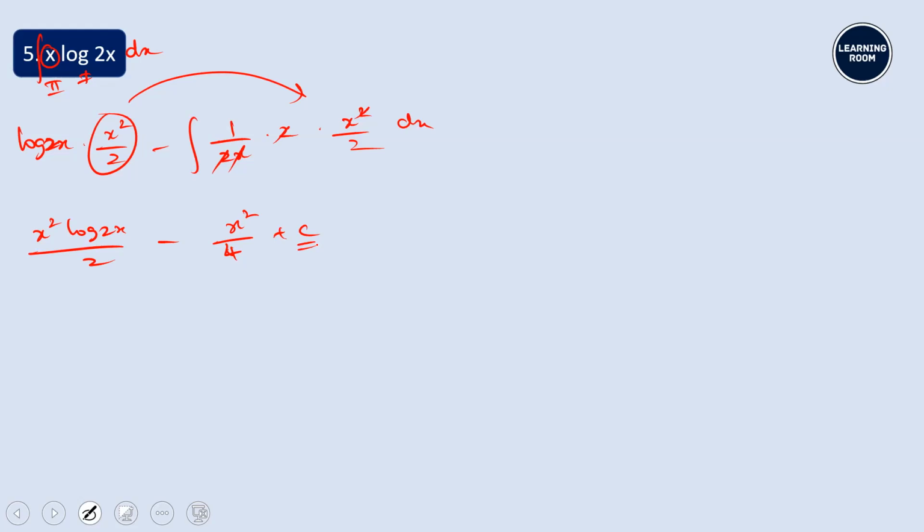This is the answer. Integral of x is x square by 2. Derivative of log 2x is 1 by x, since the derivative of 2x is 2. So it is 1 by x into the same thing. Right.